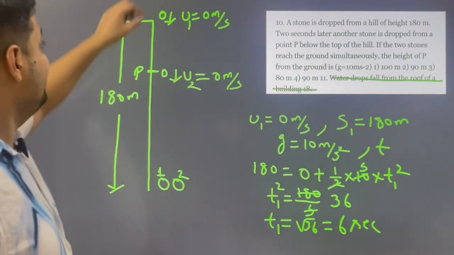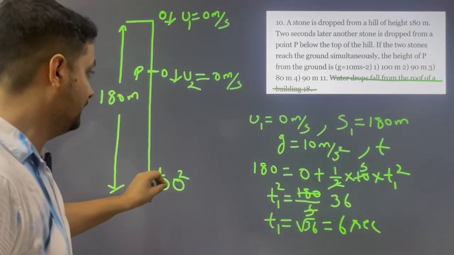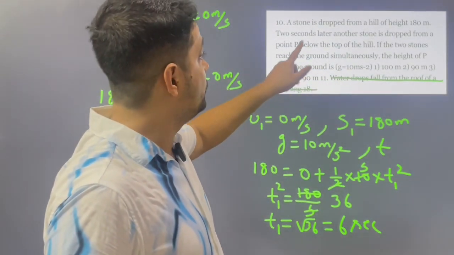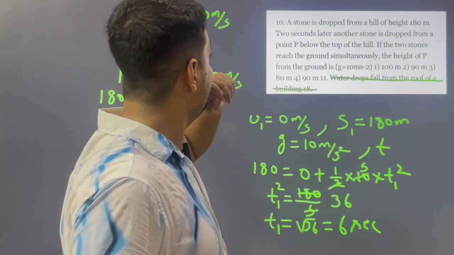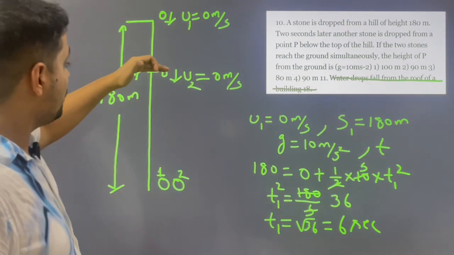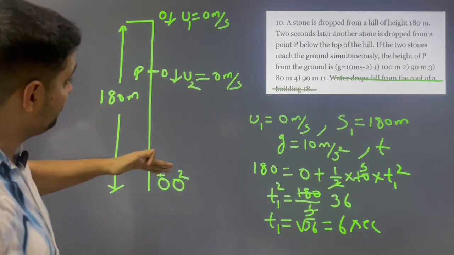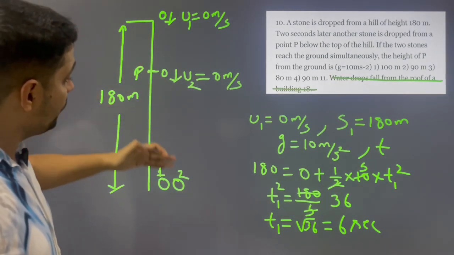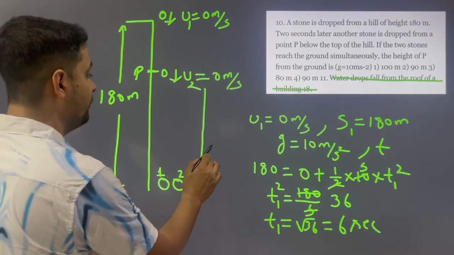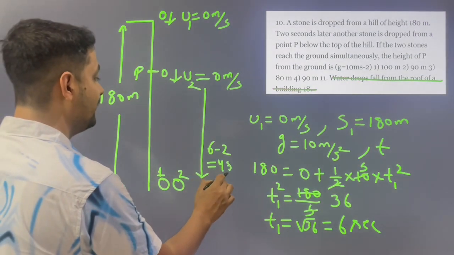Now you just see, this stone will take total 6 seconds, and at the same time when it reaches here, the second stone will reach here. And the question is saying, the second stone is dropped after what time? Yeah, 2 seconds later. It means that first stone is taking 6 seconds and they reach at the same time, so the second stone will take 4 seconds from here to here. Okay, the time interval taken by second stone will be 6 minus 2, because it dropped after 2 seconds, it will be 4 seconds.